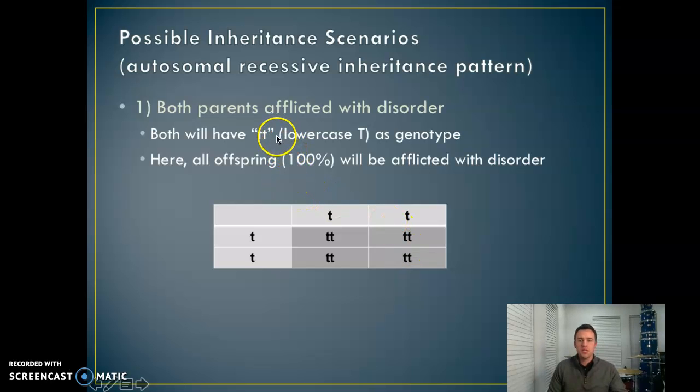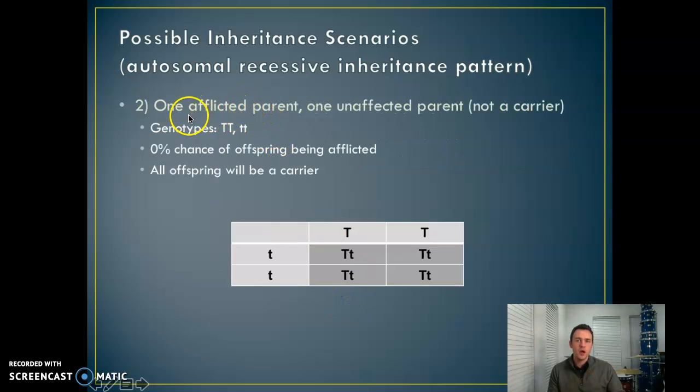So for one of our project template assignments, we had 4 possible inheritance scenarios that we went through. I'll just quickly go through that. Scenario number 1, both parents are afflicted with the disorder, and since it's recessive, both parents are going to be homozygous recessive, and all the offspring are going to be afflicted with the disorder because they will also be homozygous recessive.